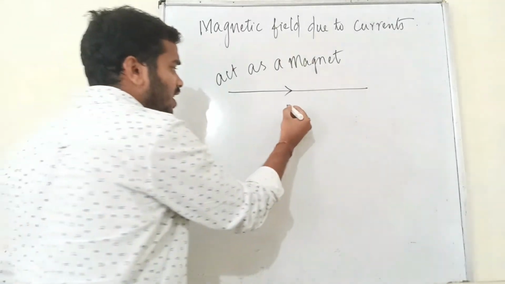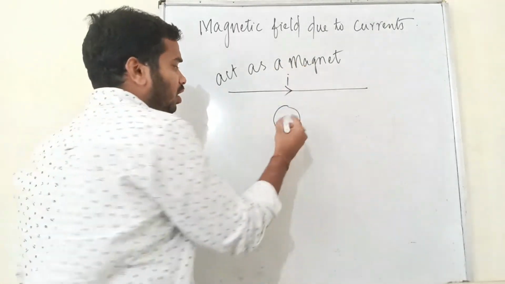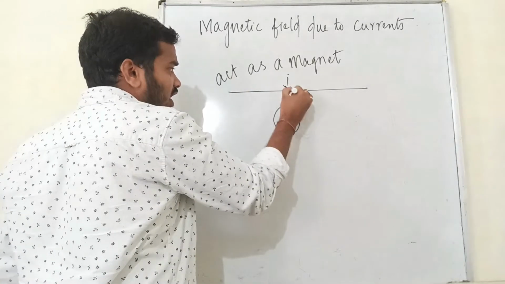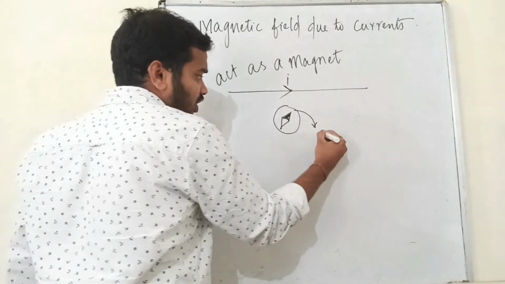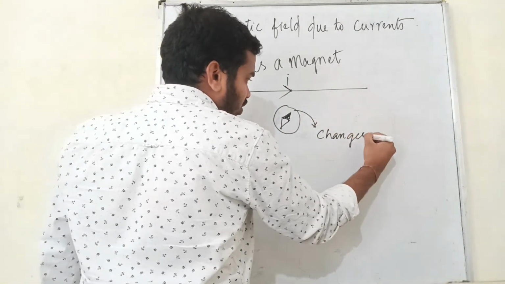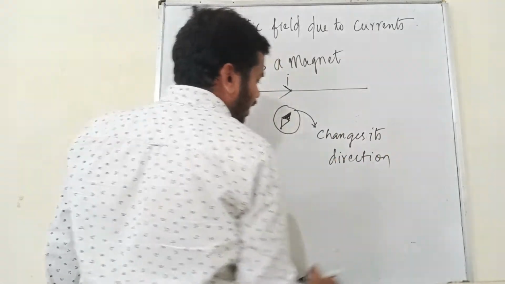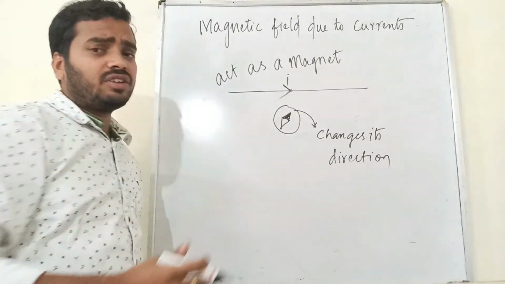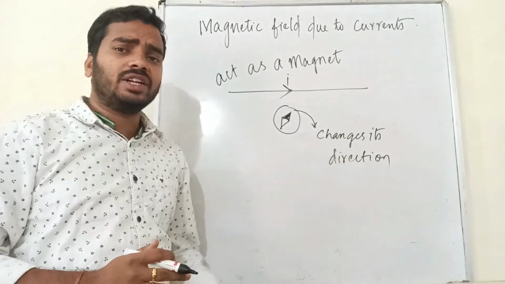He placed a compass nearby a current carrying conductor, which caused deflection in it. The current carrying conductor has caused deflection in a magnetic compass. This magnetic compass changes its direction when it is kept nearby a current carrying conductor. Only a magnetic field can influence the direction shown by the magnetic compass.